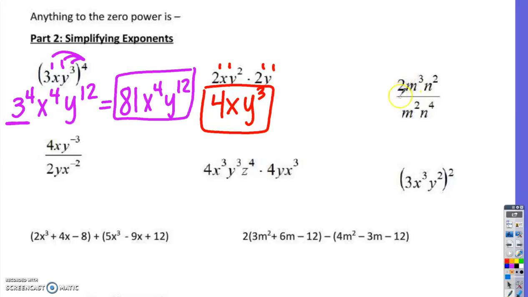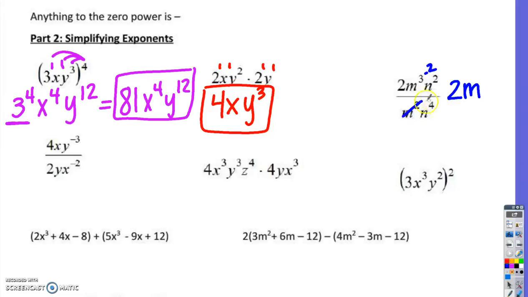So we're going to keep our 2. 2 over 1 doesn't reduce to anything else, so we're going to keep that 2 over here. Now I see I need to move my m's to the top. Remember, whenever we're dividing things of the same base, we're going to subtract their exponents. So whenever I move this m to the top, I'm going to subtract 2 up here. So 3 minus 2 is 1. It's not necessary for me to put that 1 exponent up there, but you can if that helps you.